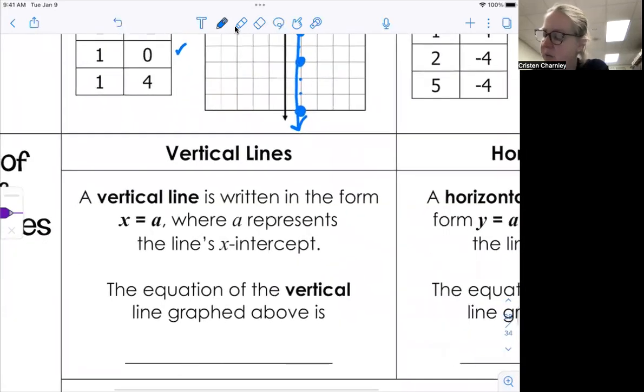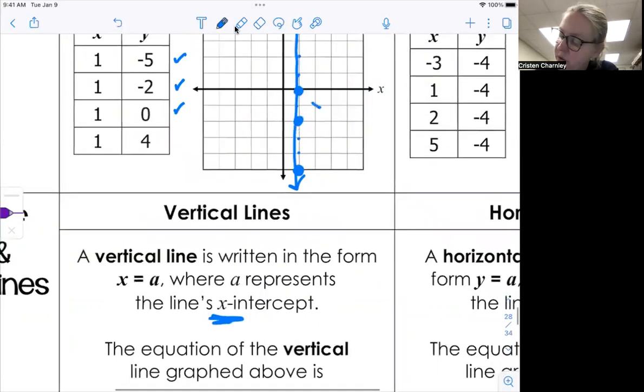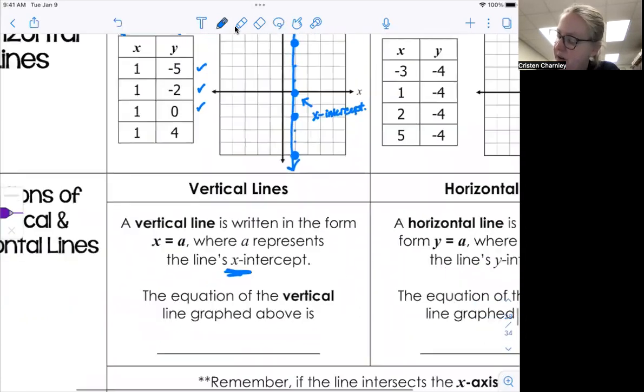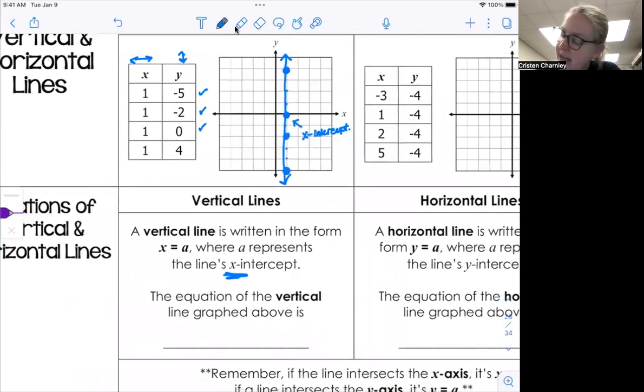A vertical line is written in the form x equals a, where a represents the line's x-intercept. It's where we cross the x-axis, which is right here, x-intercept. The equation of the vertical line graphed above. Well, if you look, it's where I cross the x-axis. That's my x-intercept. But if you also look in the table, all of these values are 1. They always stay the same. So the equation is x equals 1.